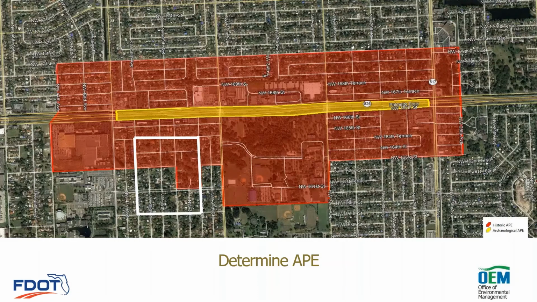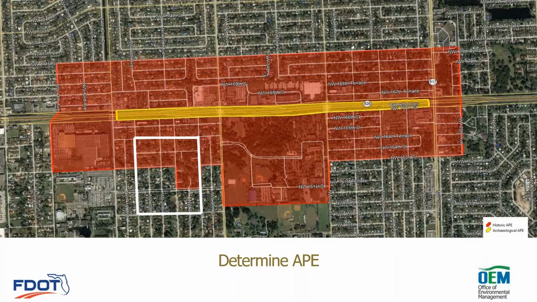I do want to stop and talk about APE determinations for a moment, because an improperly defined APE can cause you all a lot of extra work in subsequent steps of the process. So the APE is the geographic area within which an undertaking may affect historic properties, should any historic properties actually exist there. To avoid unnecessary archaeological testing, we define a separate archaeological and historic APE.